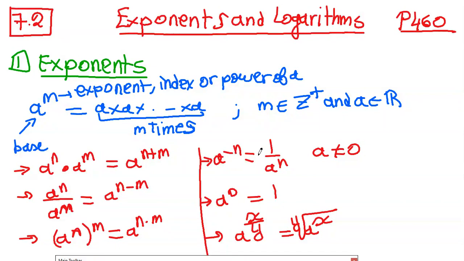a^(-n) means 1 over a^n. Why? Because a is a exponent 1, and a^0 is 1, and now if I subtract the exponents, 0 minus n, it gives me minus n. Any number exponent 0 gives me 1. And if I have a exponent x over y, it means it's the radical y of a^x. So when I have, for example, radical 2, I can write it as 2 exponent 1 over 2.